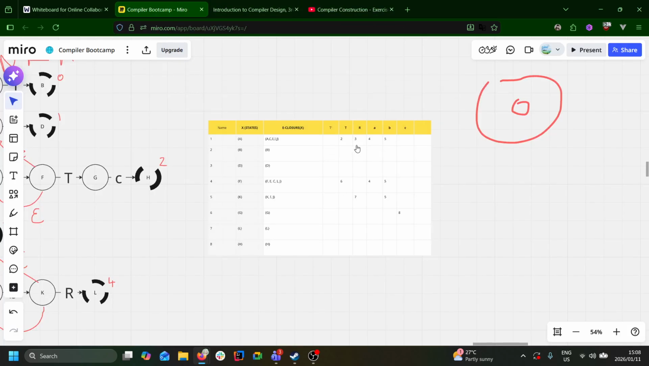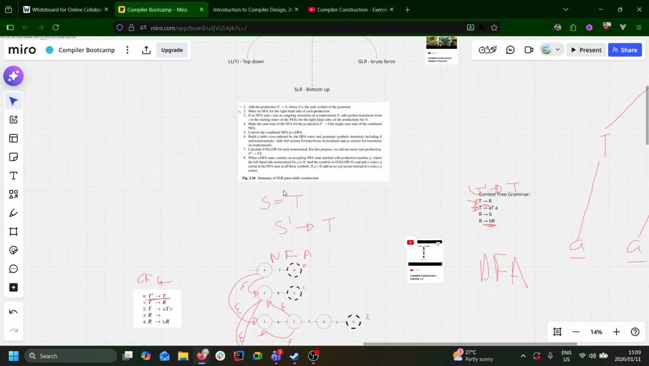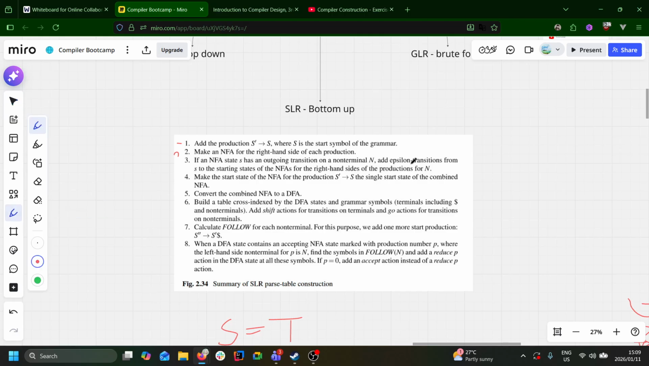The nice thing about this is that over here is the first step of your SLR table, or parse table, as it's called. So we've done this step, that step, and this step over here, and we've converted that. Now we build a table cross-indexed by the DFA states and the grammar terminals and non-terminals. Add shift actions for this, including the dollar sign terminal.